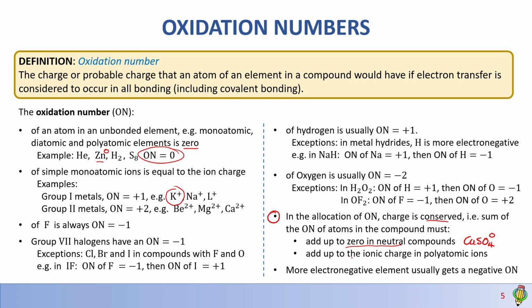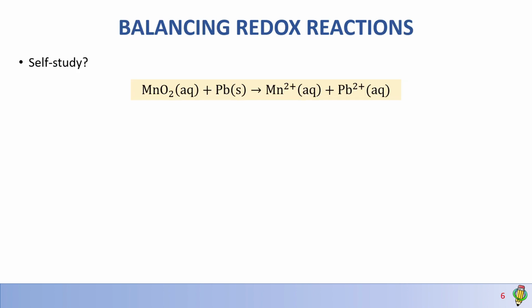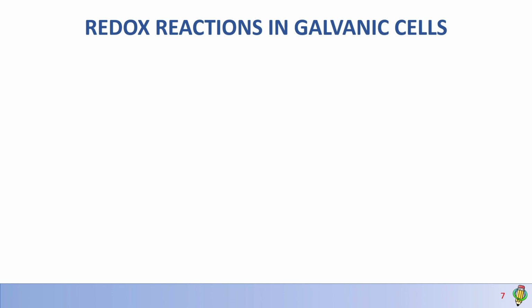And the oxidation numbers must add up to the ionic charge in polyatomic ions. For example, if you have an ion of SO4 2-, the oxidation numbers must add up to -2. Remember, more electronegative elements will usually get a negative oxidation number, so they will dominate. Just make sure you pause the video and understand all the rules. I'll make a separate video on balancing redox reactions under acidic medium. In the next video, we will discuss redox reactions in galvanic cells.